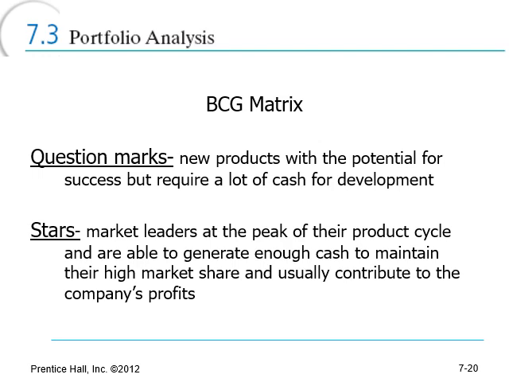What about star? In star, market leaders at the peak of the product cycle are able to generate enough cash to maintain their high market share and usually contribute to a company's profit. Such as whenever they started, the iPhone in the mobile industry was a leader. So the keyword here is peak of their product life cycle. Now it is in the maturity stage, so they can generate enough cash to spend in other areas, enough cash to maintain their high share of market. Alright?